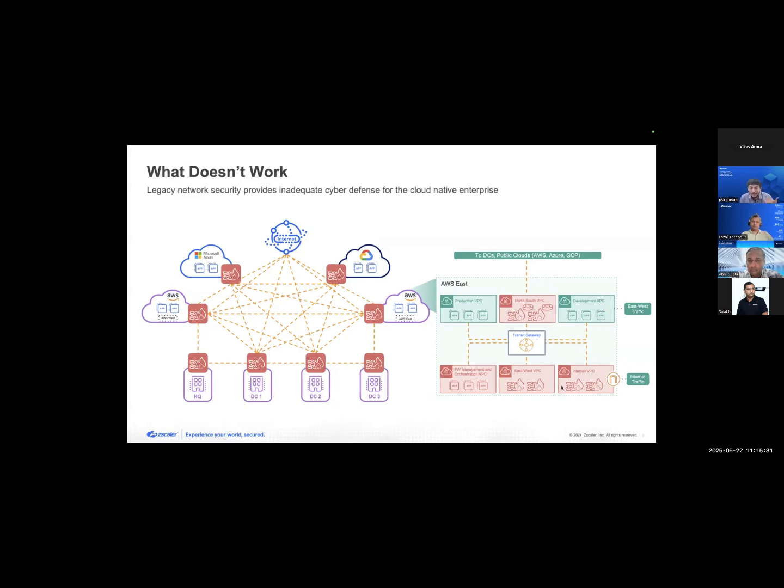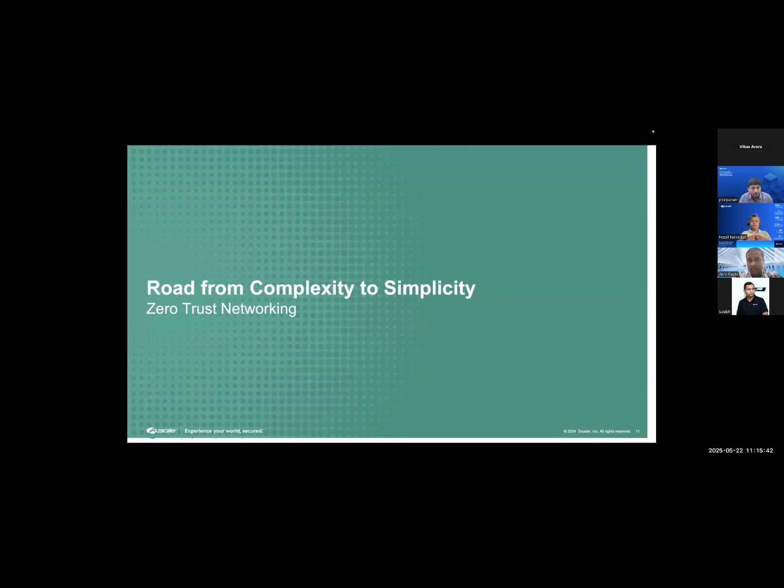So just turning on the SSL inspection itself, as I said, the throughput gets decreased drastically by 50% to be precise. So this is the problem which we're going to solve. Now let's jump into how exactly we are going to solve it. That's where it comes from the road from complexity to simplicity.